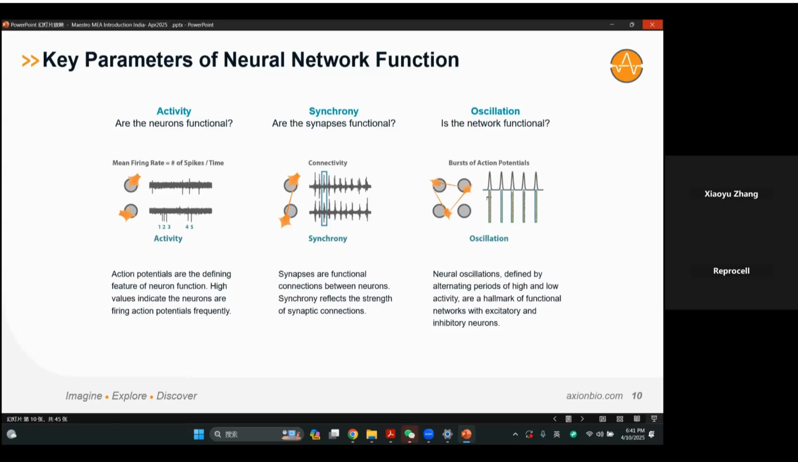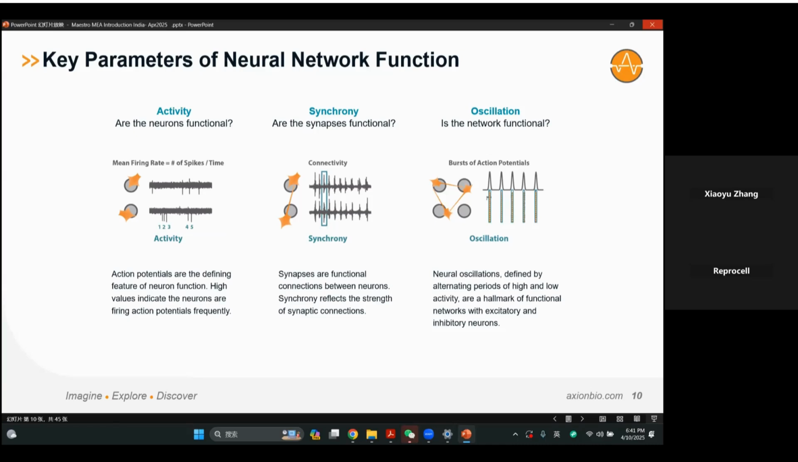And part two answers the question: are those synapses functional? Synapses are the functional connections between neurons where an action potential in one neuron can influence the likelihood of another action potential in another. And so synchrony reflects the strength of those synaptic connections, showing how likely neurons are to fire simultaneously on a millisecond timescale.